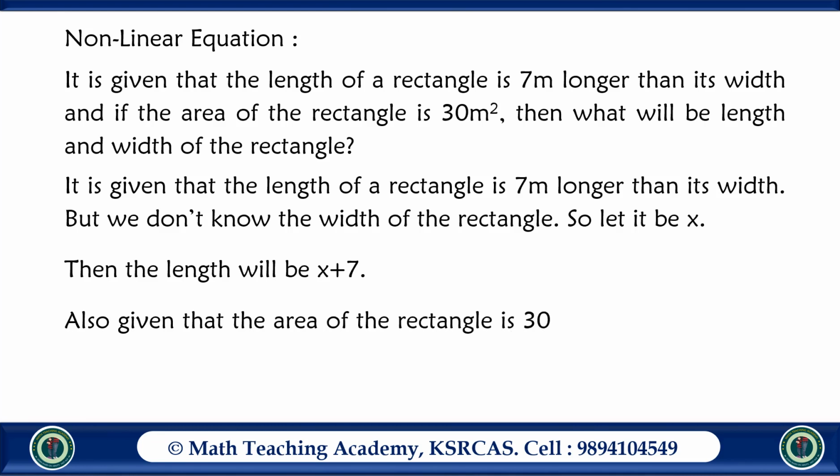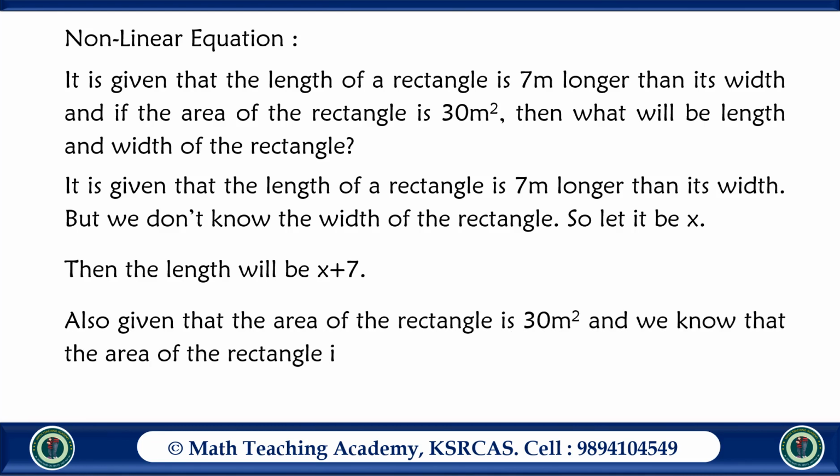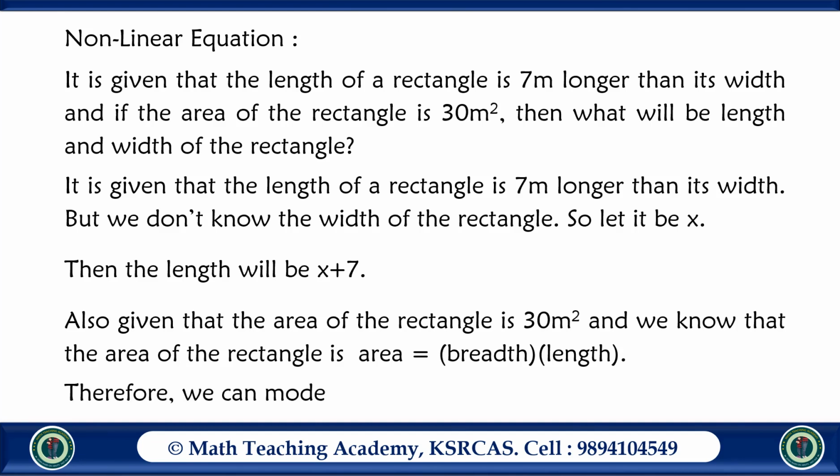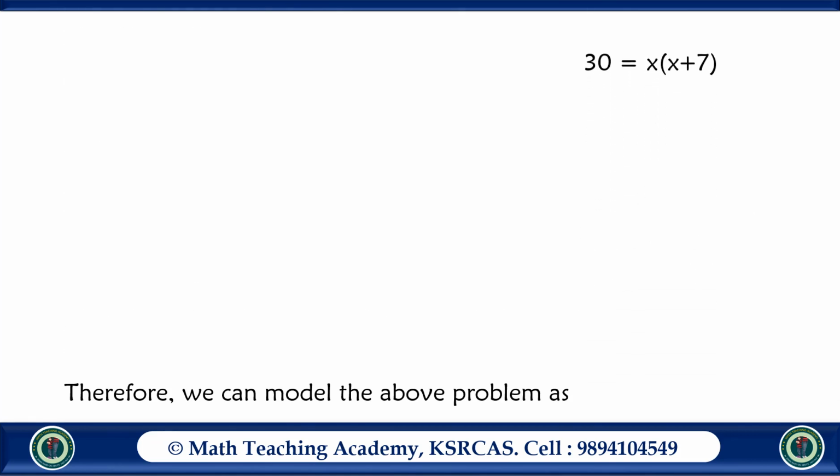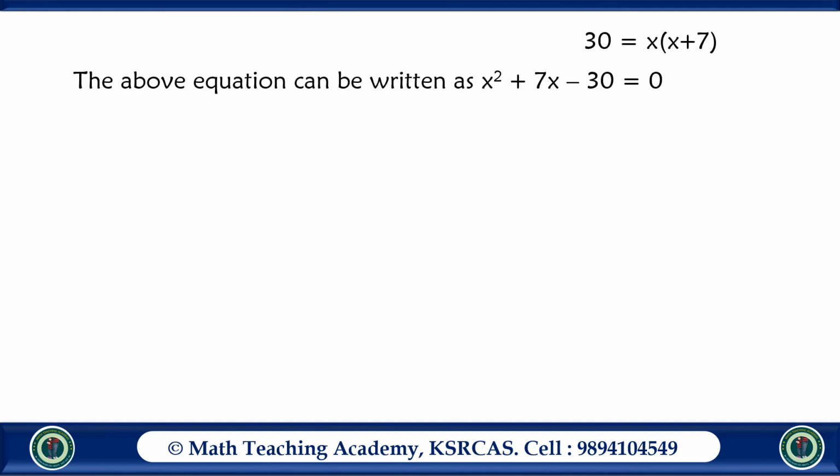Also given that the area of the rectangle is 30 meters squared, and we know that the area of the rectangle is equal to breadth into length. Therefore, we can model the above problem as 30 is equal to x into x plus 7. The above equation can be written as x squared plus 7x minus 30 is equal to 0. Now solve this equation x squared plus 7x minus 30 is equal to 0.